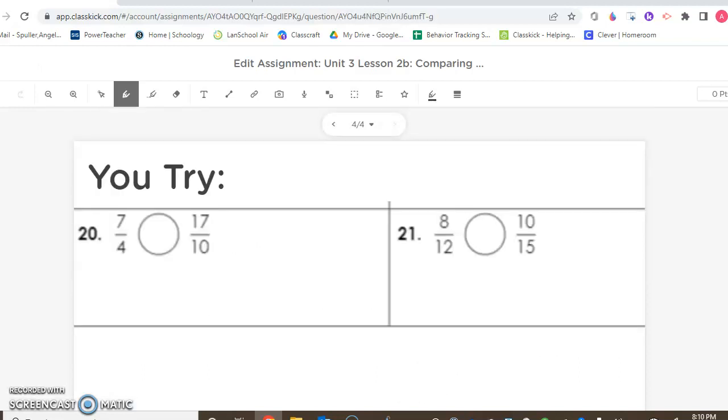All right. Let's move on to the next slide. Now it is your turn. I want you to try it. You can use either the cross multiplying or the least common multiple. I don't care which one. Go ahead and pause the video and practice this, and then come back and see if you get it correct.